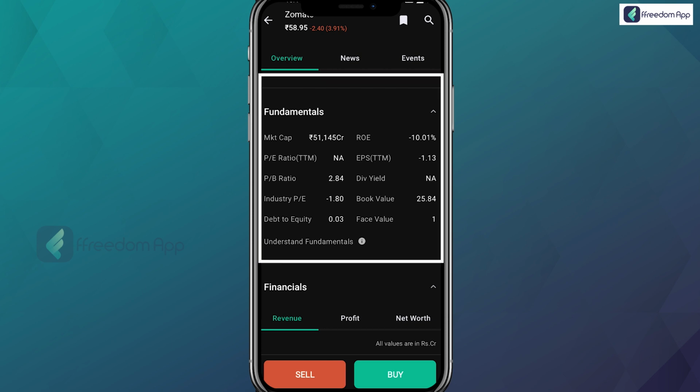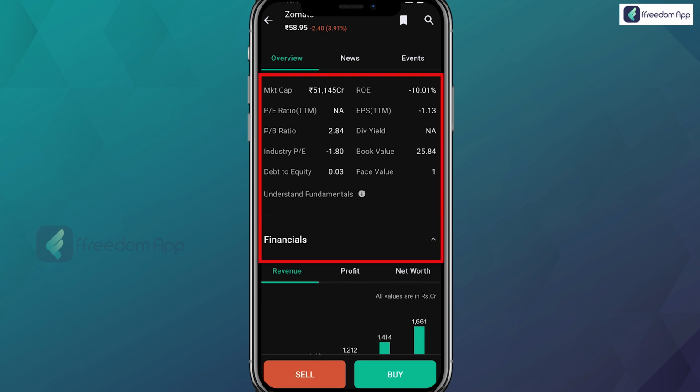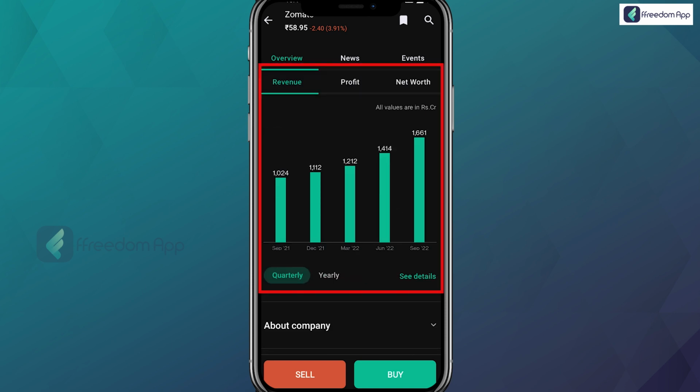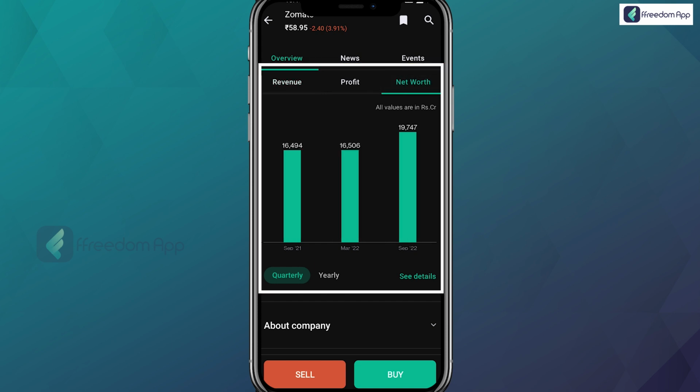51,145 crore is the market capitalization. And then speaking about debt to equity, it is 0.03, which is really good. Face value is 1, book value is 25.84 and ROE is minus 10.01%. Let us speak about the revenue here. It has grown very well. In June 2022, it was 1414 crore. Now it is 1661 crore. Speaking about the net worth, it has also increased here.